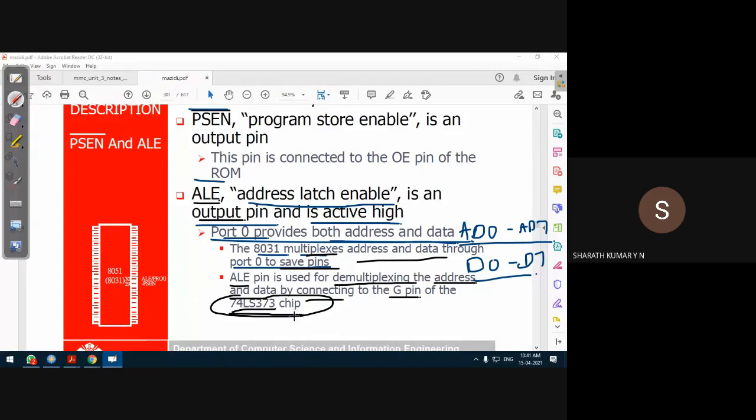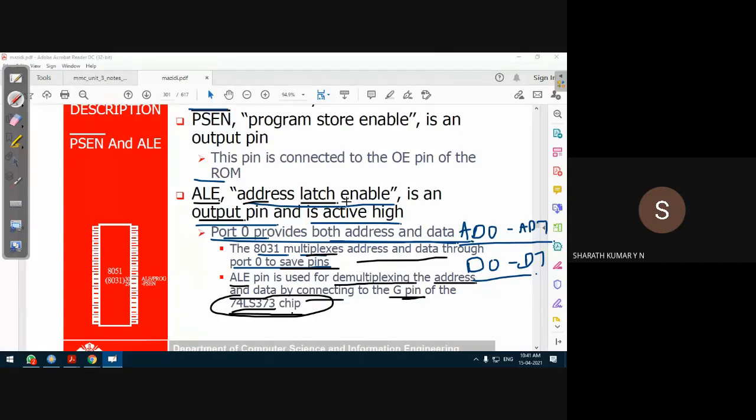74LS373 is a memory chip IC. It has a G pin, so it acts as the input for the G pin, which indicates that it is demultiplexing the address as well as data lines. Okay, because what is the meaning of latch? That is address latch enable.